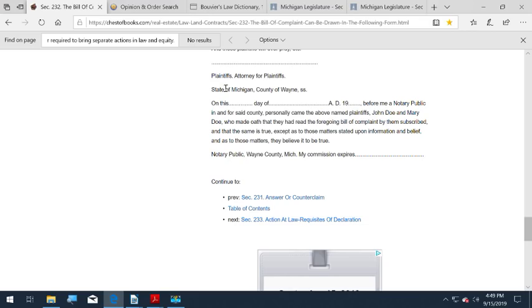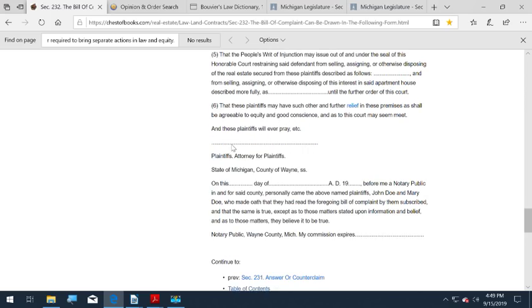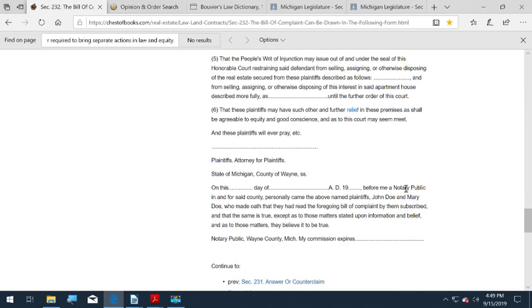And then, so this is in the state of Michigan. It has on this particular day, before a notary public in and for said county personally came and appeared, named plaintiffs, full legal names, and made oath that they had read the foregoing bill and complaint, by them subscribed, and that the same is true, except as to the matters stated upon information and belief, and as to those matters they believe it is true. Notary Public, Wayne County, Mich, M-I-C-H. Right? This is a particular style of attestation to be put on a document, and apparently this is the one that you would use for a bill of complaint because it says it right in the attestation.